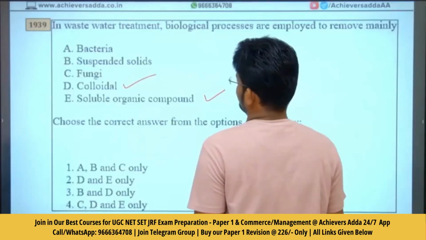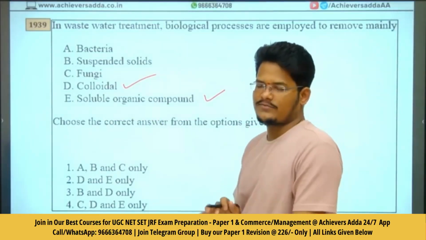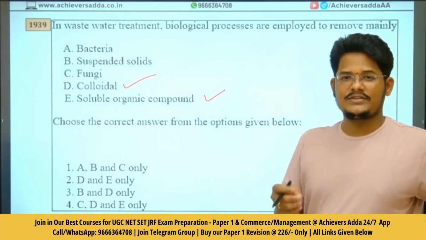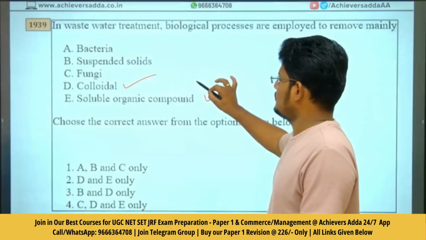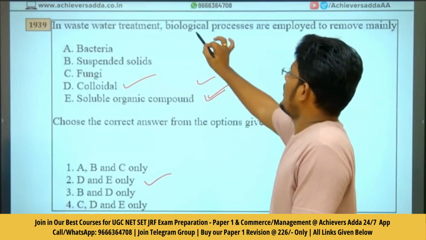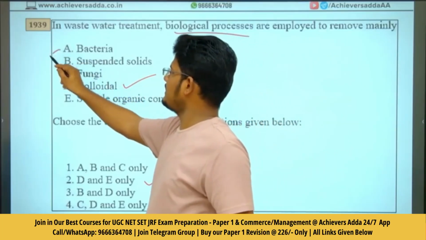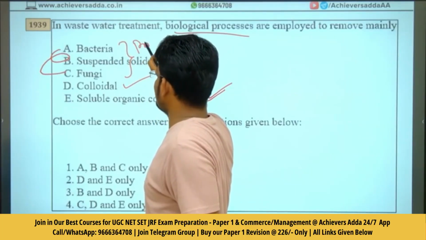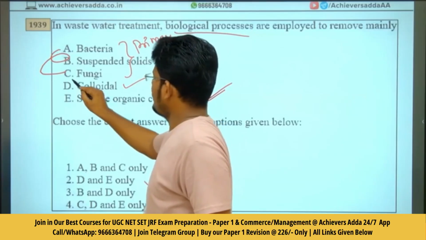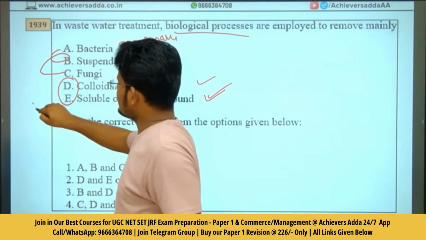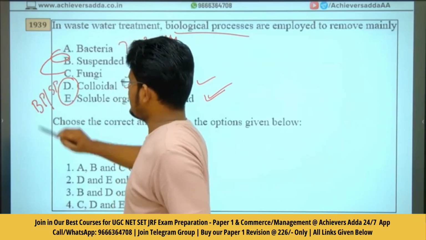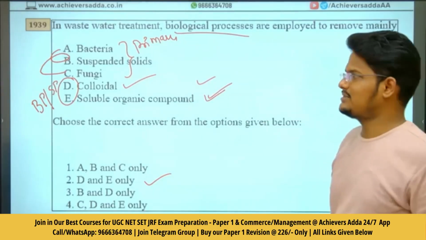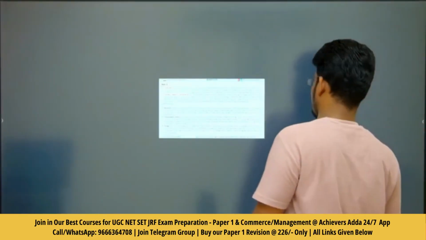In the last question, colloidal means removing the very small particles. Soluble organic compounds means removing the particles which are dissolved in the water. So both D and E are biological processes, whereas removing bacteria, removing suspended solids, removing fungi, all these are the initial stage of wastewater treatment, the primary process itself. Whereas these two are biological processes or the secondary process, second stage. In the second stage, very small particles will be removed. In the primary stage, all the main big particles will be removed from the wastewater so that it will be purified. It can be used.